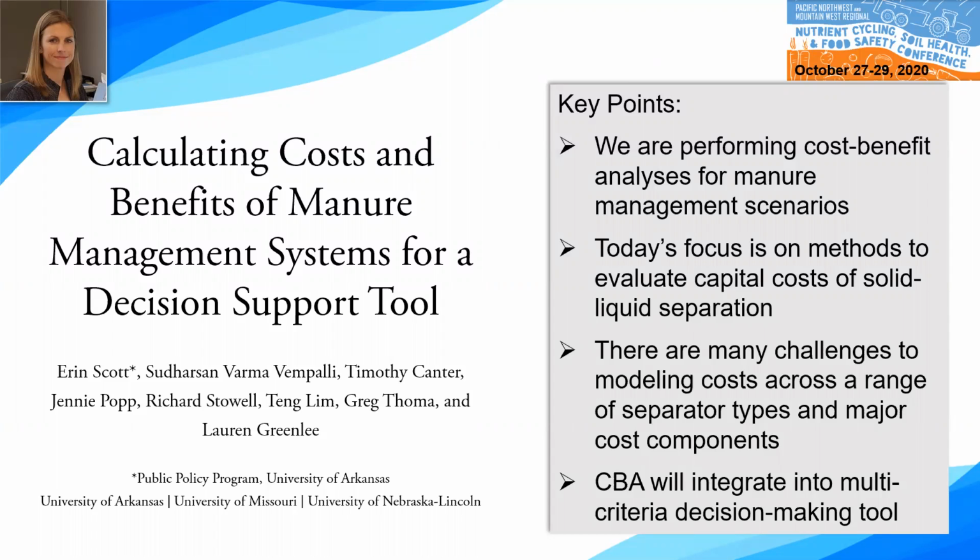Today, I'm going to talk about cost-benefit analyses of manure management systems. This economic analysis is part of a larger collaborative research effort to develop a decision support tool that can be used by farmers as well as consultants and policymakers. And today I'm going to focus on methods to evaluate capital costs of solid liquid separation.